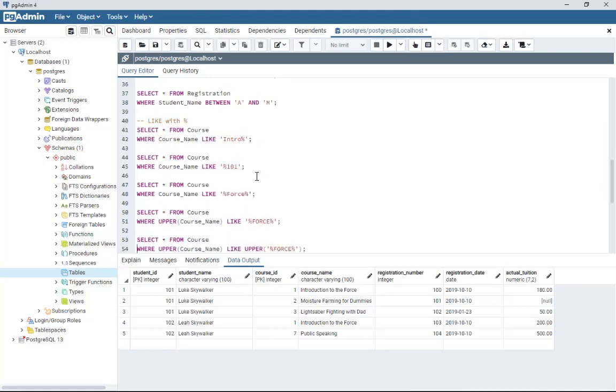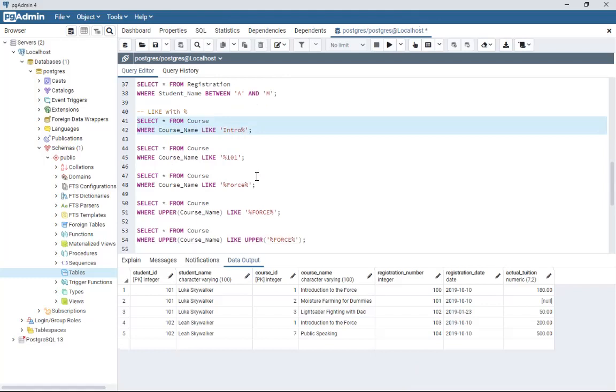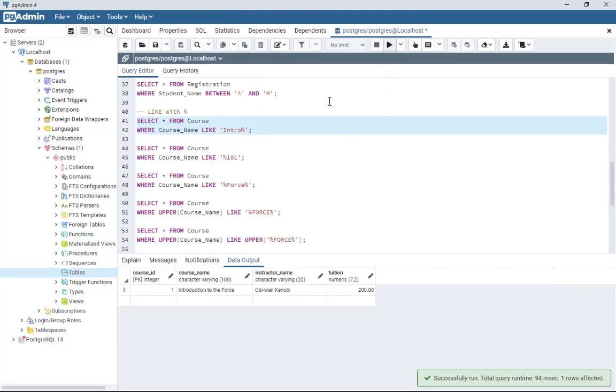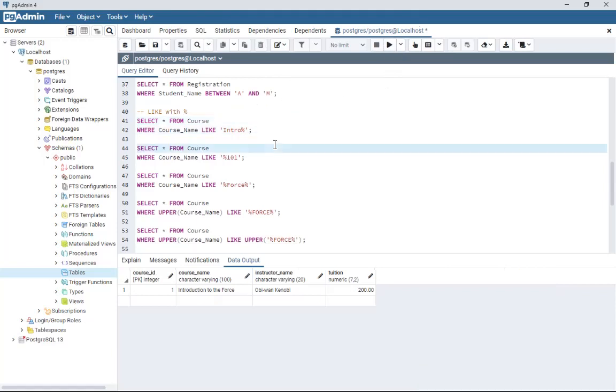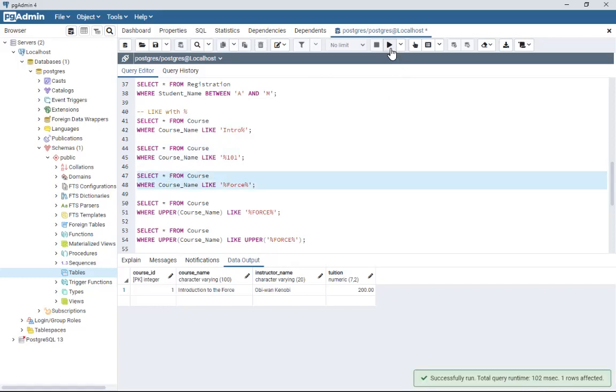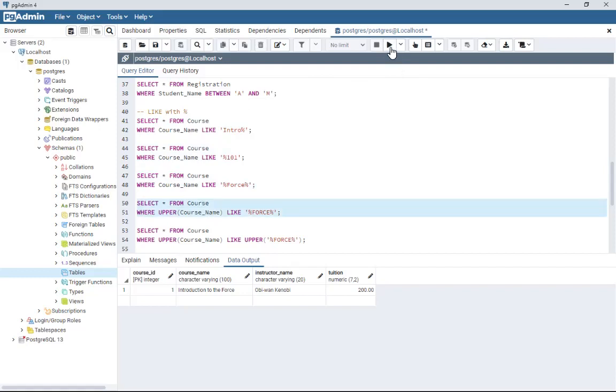Now come to the percent side. If I want to see introduction, anything starting with intro, that's Introduction to the Force. Anything ending with 101, that's the series favorite class. And how about anything with force inside? This time it returns one row, Introduction to the Force. But if I have something like a force this, force that, then I will get that course too.